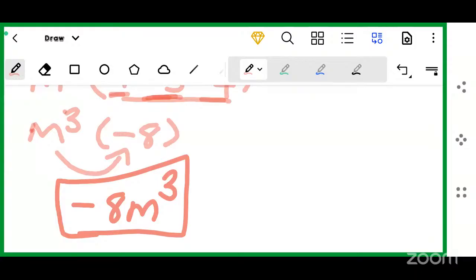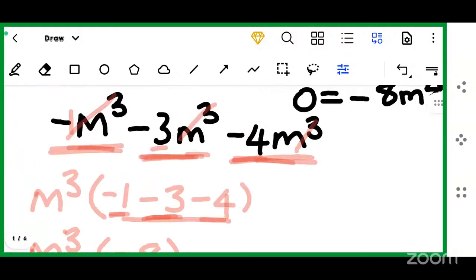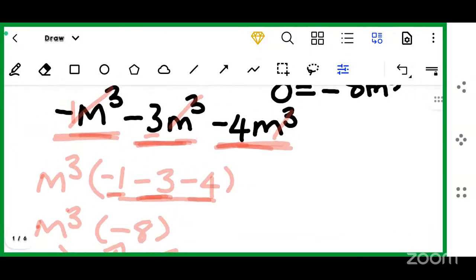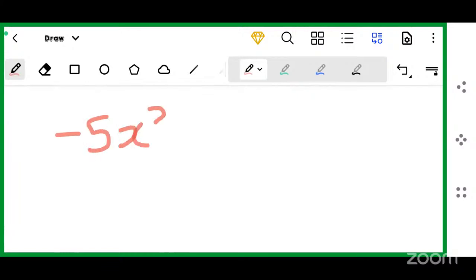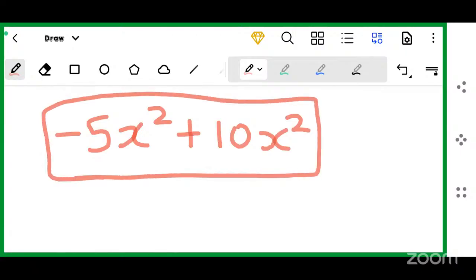Yes. Okay, perfect. Let me give you one before I carry on to the other ones. Let me say you have negative 5x to the power of 2 plus 10x to the power of 2. Can you try this one out for me? You can try it out, all of you. I want to see if you all understand so that we can go to the other one.